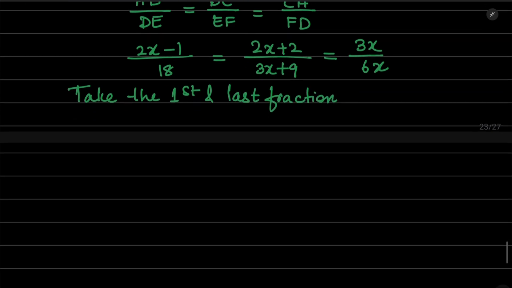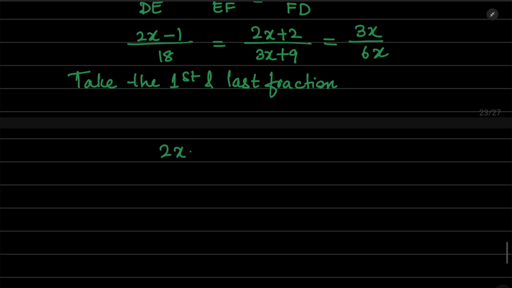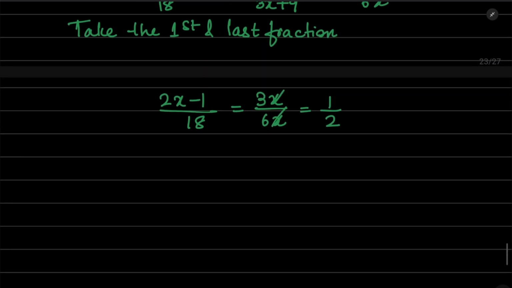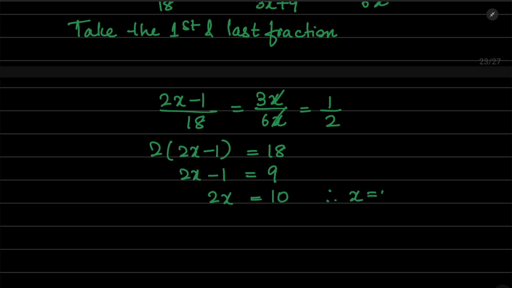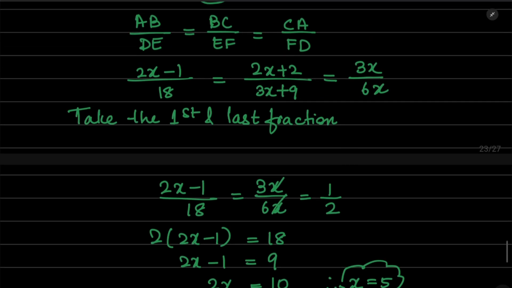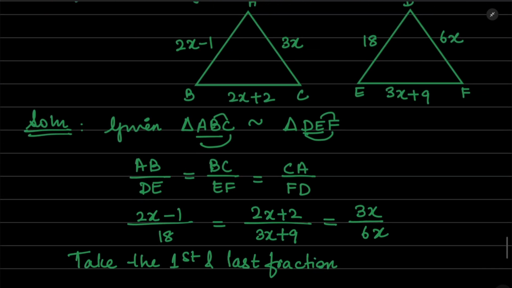Okay, so what do you get? 2x minus 1 divided by 18 is equal to 3x by 6x. Okay, or this is equal to 1 by 2. Cross multiply. So 2 into 2x minus 1 is equal to 18. 2x minus 1 is equal to 9. 2x equal to 10, and therefore x is equal to 5. Okay. Now once you have got x equal to 5, you can calculate all of the distances.